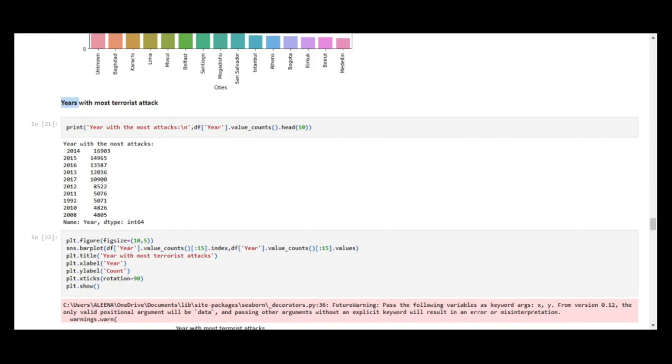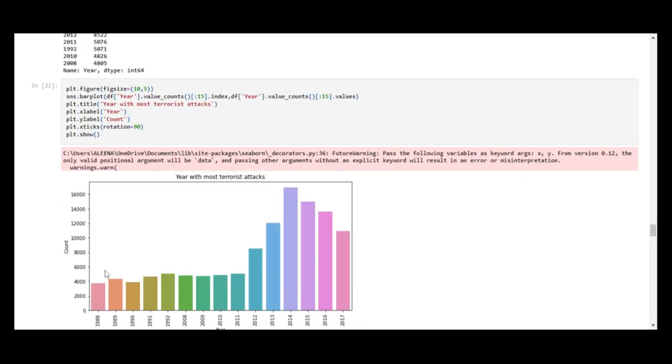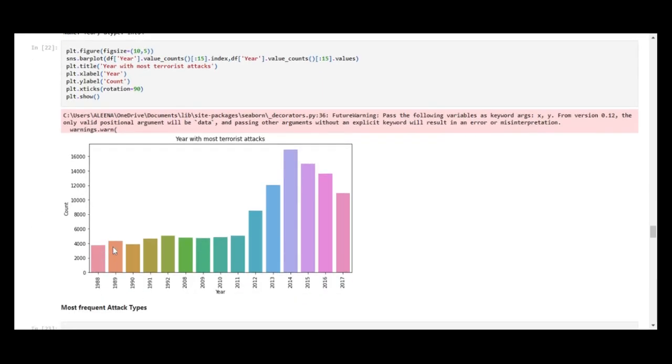Then for years, with most terrorist attacks, the list has been given below and for the years also the bar plot has been depicted. From this visualization, we can clearly see that in the past year 2014, the terrorist activity or the attacks were high.